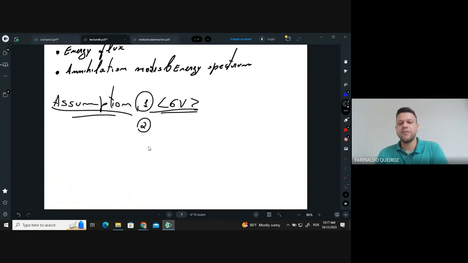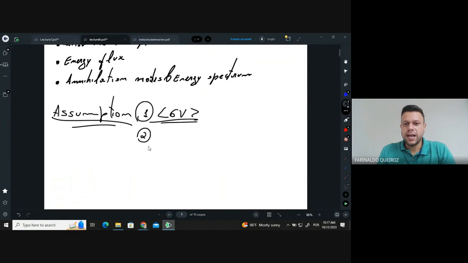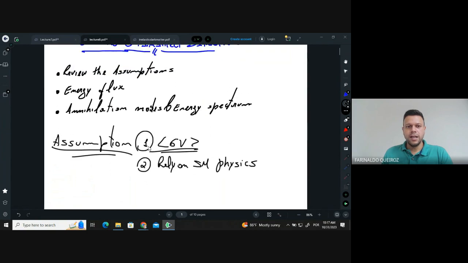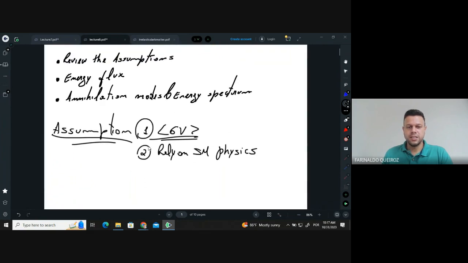You're not doing an average over the temperature evolution of the universe. Okay, first. Second, you rely on standard model physics. Nothing else. If there's something beyond the standard model, what you're going to get is a different answer. Okay, fine. And let's now discuss the energy flux.